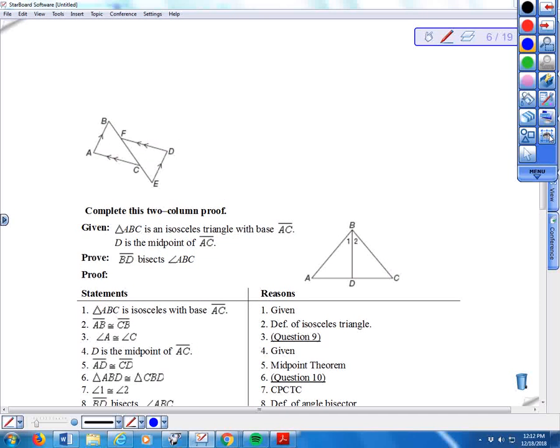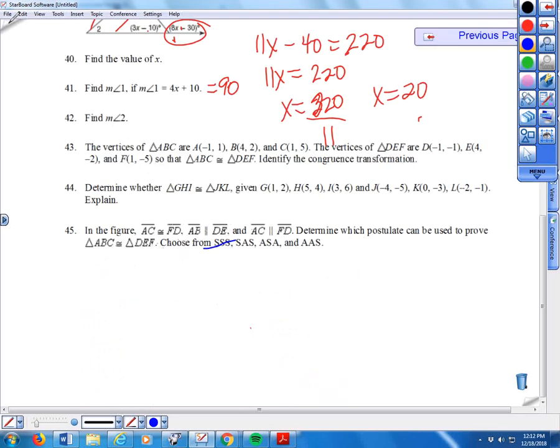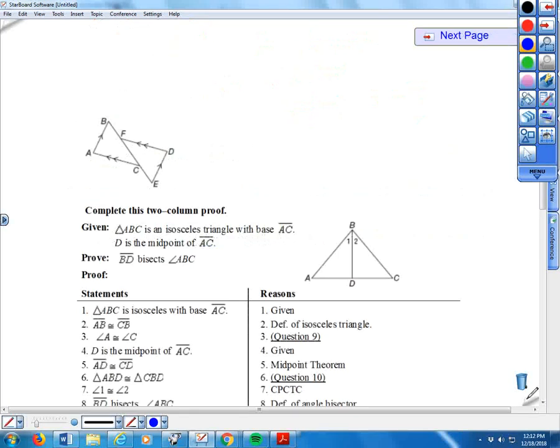And what sides? AC and FD. So this and this are equal. So if these two sides are parallel, I know this angle and that angle are equal. Right? And if these two sides are parallel, I know this angle and that angle are equal. So now I've marked it up.